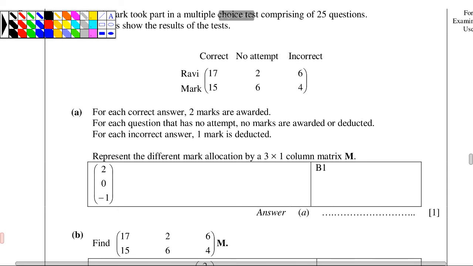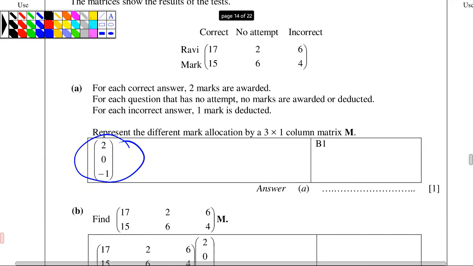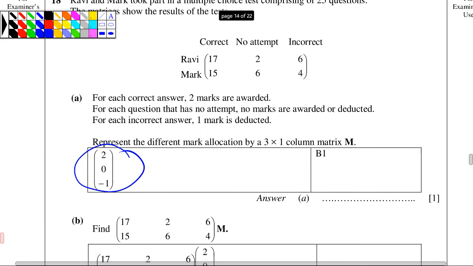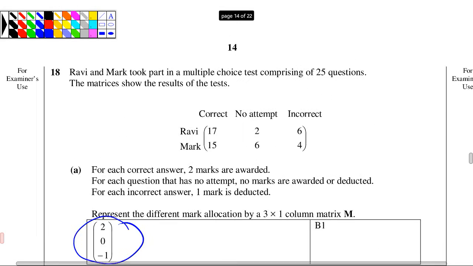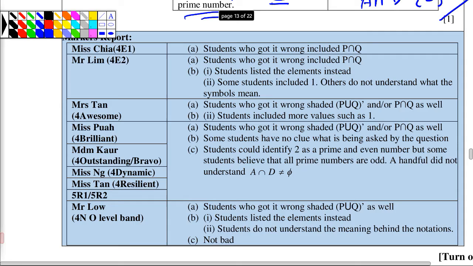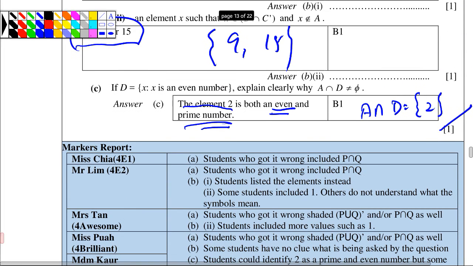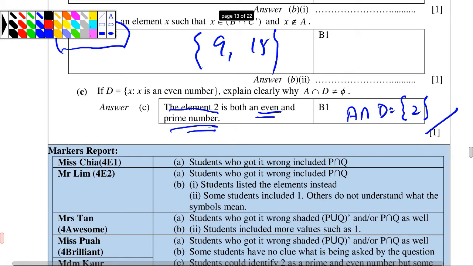Matrix, I expect full mark. The first one is like that. First one who got wrong? Oh my god, why? What's the reasoning for 17? Because 2 is both an even number and prime number. Or you can write this. Clear? Okay.